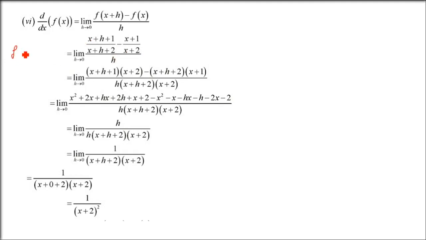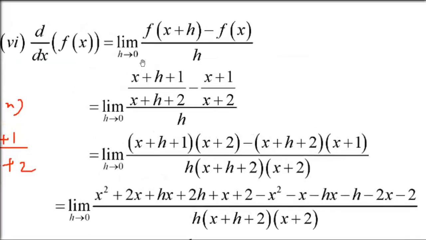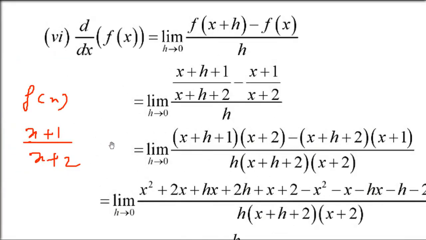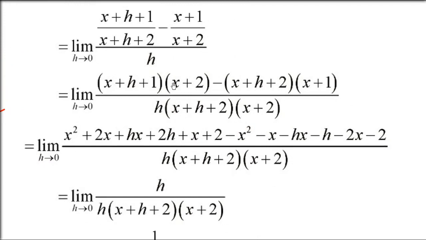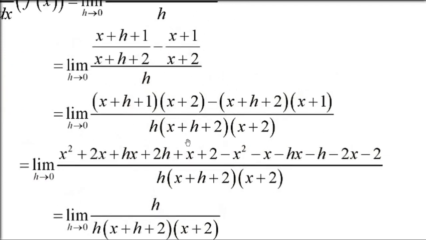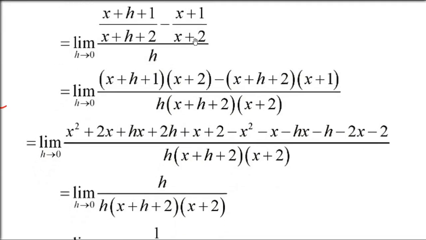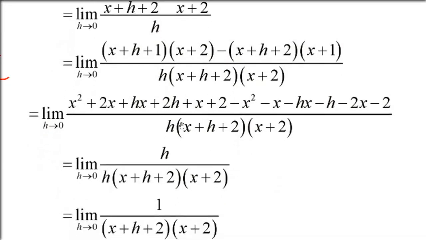Now sixth one is x plus 1 by x plus 2. Watch this question very carefully, because the next question and the final 15th question are absolutely similar to this. So for x plus 1 by x plus 2, just put x plus h everywhere and then subtract the actual function: f(x plus h) minus f(x), divided by h. Now take the LCM, that is multiply this by this, and then multiply the denominator also. So x plus h plus 1 into x plus 2 and x plus h plus 2 into x plus 1, subtract them, just multiply them and open them. You have in the denominator x plus h plus 2 and x plus 2.